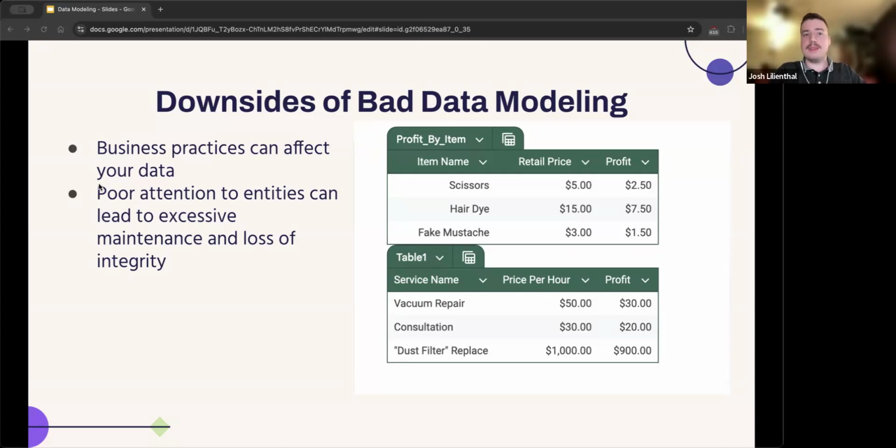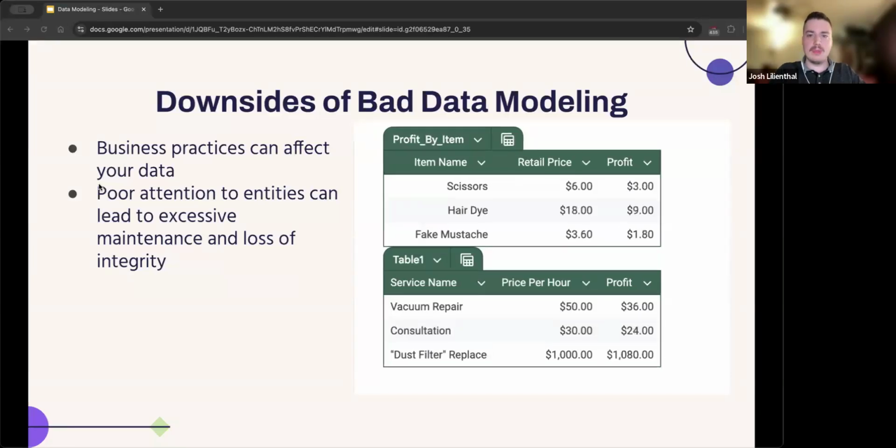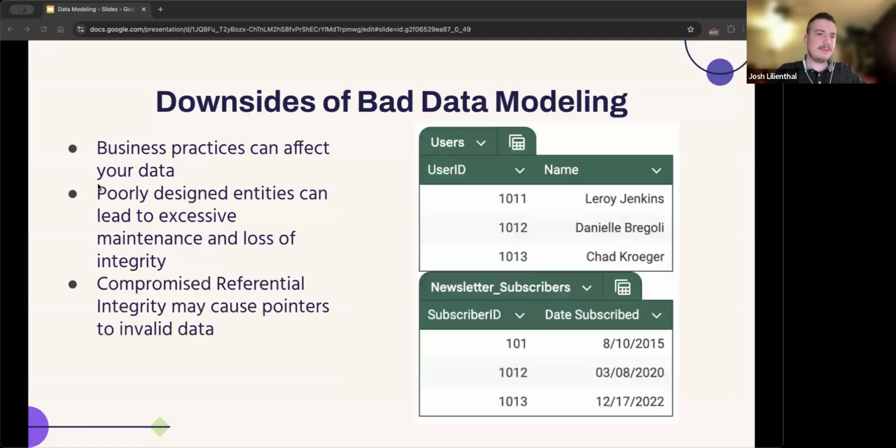Let's say I bump prices up 20% across the board because the industry is just so hot right now. Oops, see the problem? Retail and profit updated their price values correctly. Price per hour did not. Now our profit numbers are incorrect on all our services, and that's going to be a huge headache for us to fix. Had we not decoupled our item and service pricing, they would have all updated together, but our unnecessary separation of entities caused an anomaly.